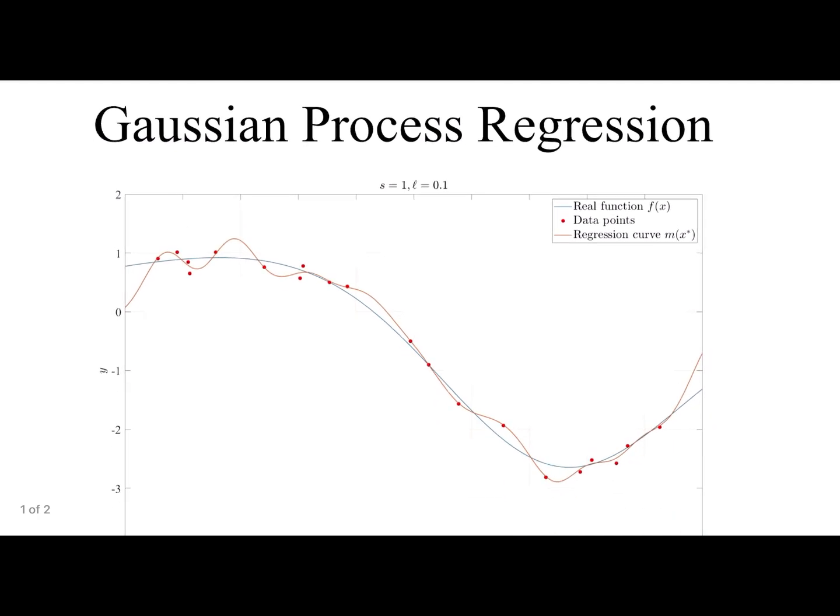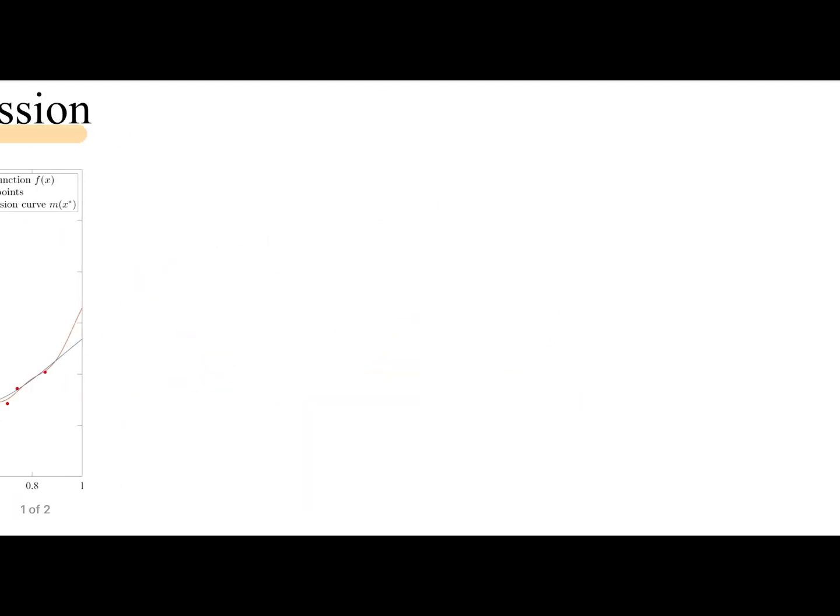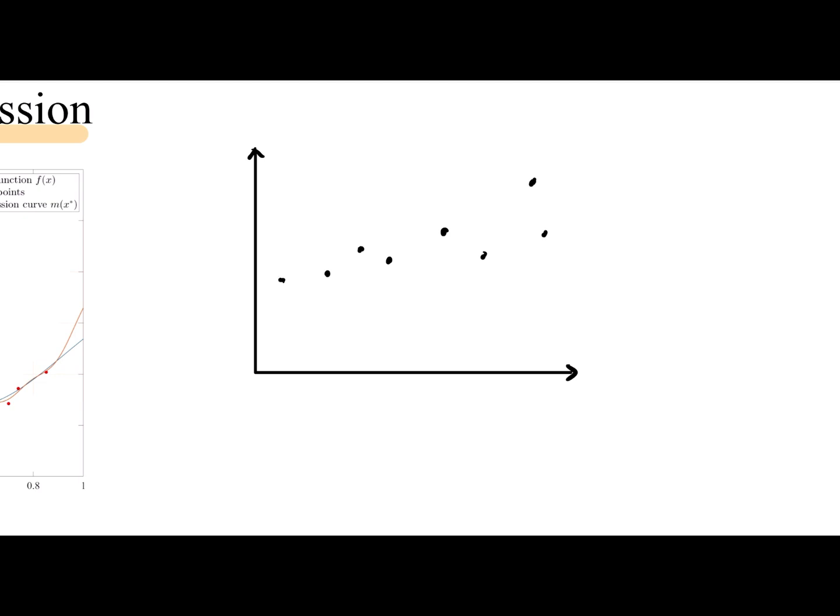As you have seen from the title, this video is about Gaussian Process Regression. Regression is the task of, given a few observed data points, here denoted by xy pairs, we aim to interpolate and extrapolate the xy pairs that are not observed.